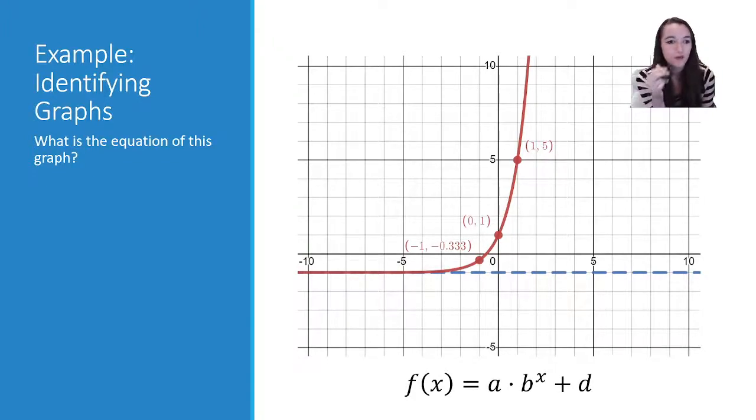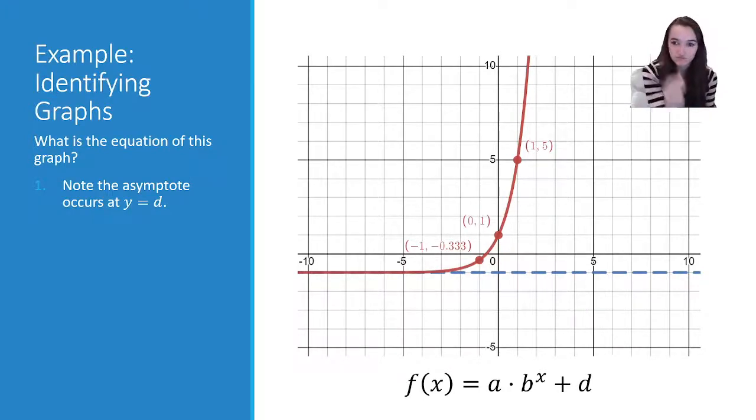How do we find the equation? First, I've already done this for us, but you would want to note a few points, at least 2. It's very helpful if you have the y-intercept especially. And you want to take note of the asymptote. Note that the asymptote always occurs at y equals d. Remember that the vertical shift is the only time the asymptote changes, so this is a very easy one to tell what d is. We just look at the asymptote. In this case, the asymptote is at y equals -1, so d is automatically -1. So we're already 1/3 of the way there.